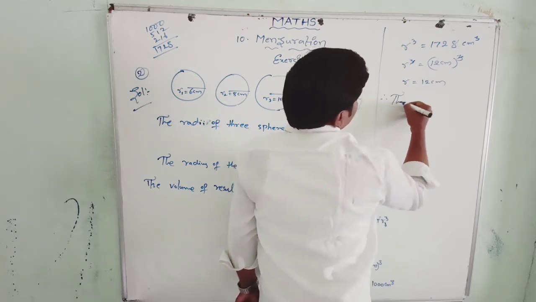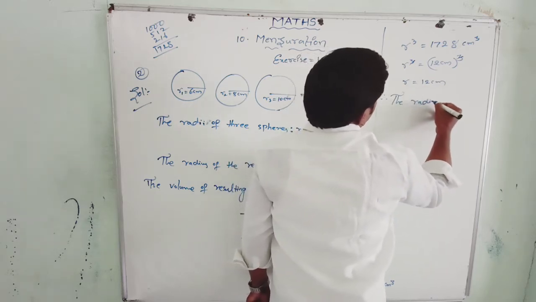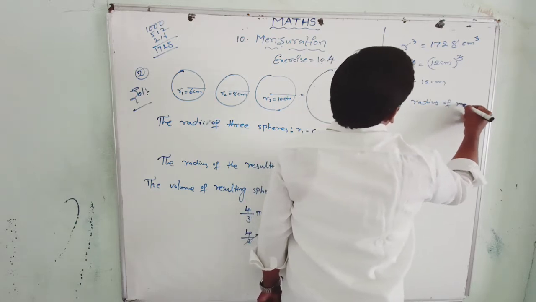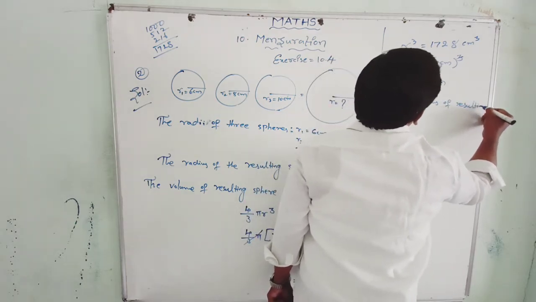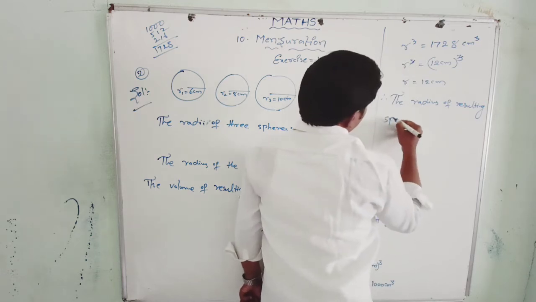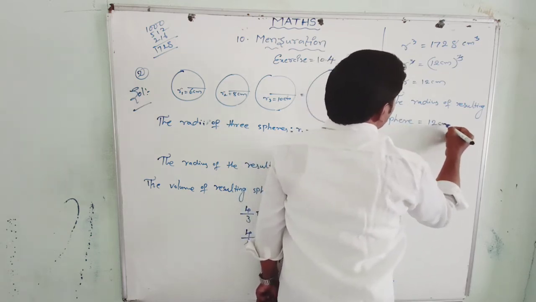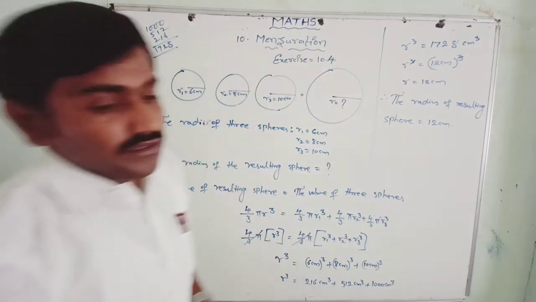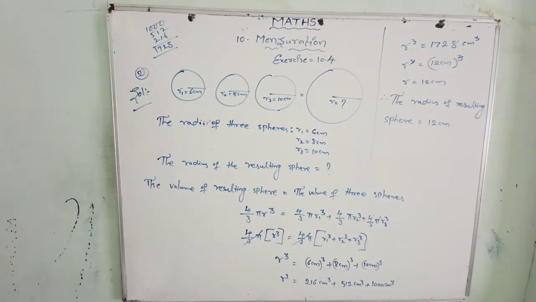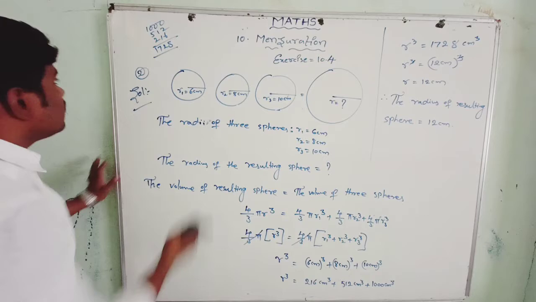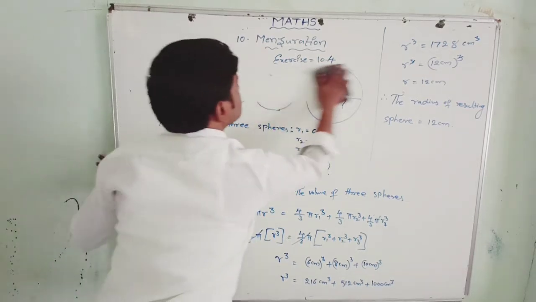Therefore the radius of the resulting sphere is equal to 12 centimeter. The radius of the resulting sphere equals 12 centimeter. Now we go for question number 3.